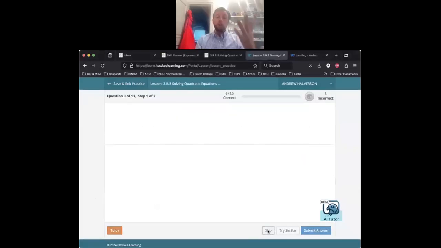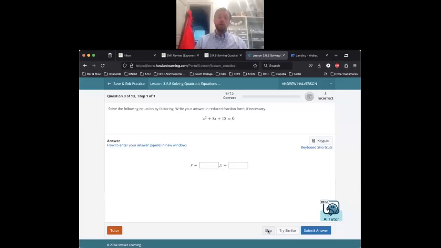Okay, so we're really just going to rinse and repeat this process. Get the right-hand side equal to 0, factor the left-hand side, set your two factors equal to 0, and solve for x. So here's another one. x squared plus 8x plus 15 equals 0. Is the right-hand side equal to 0? So step 1 is done.